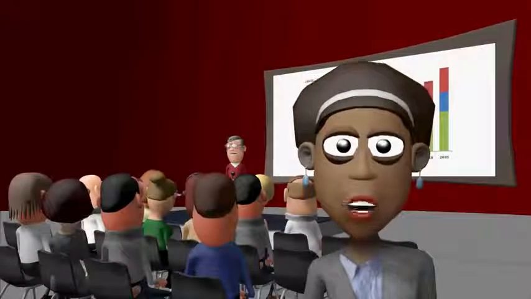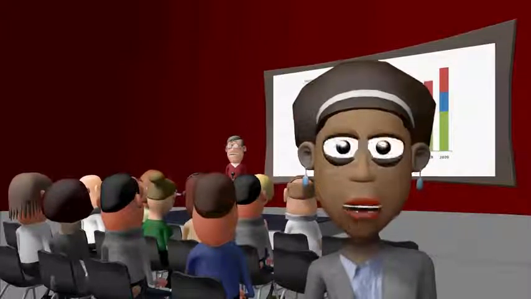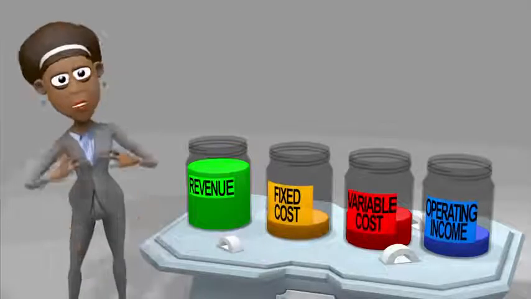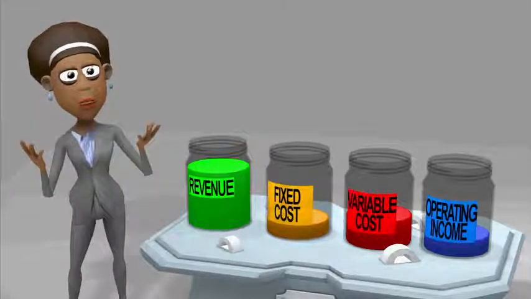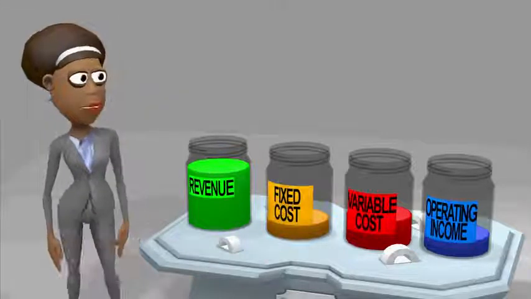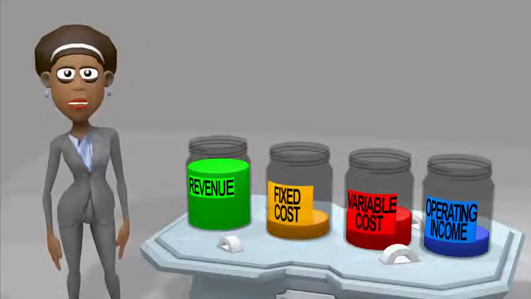Today, we're going to learn about operating leverage, what it means, why it's important, and what you can do to improve it. Before we begin, there are a few financial terms and concepts you should know about: revenue, fixed cost, and variable cost. These three elements work together to produce operating income and operating leverage. Let's look at each of these a little more closely.